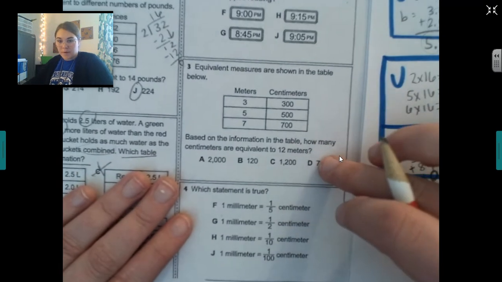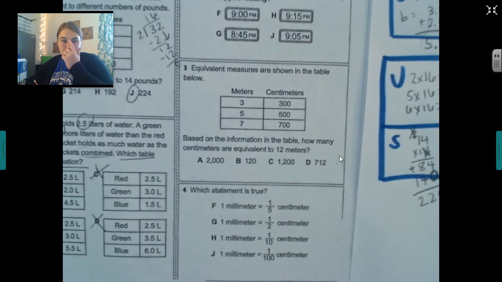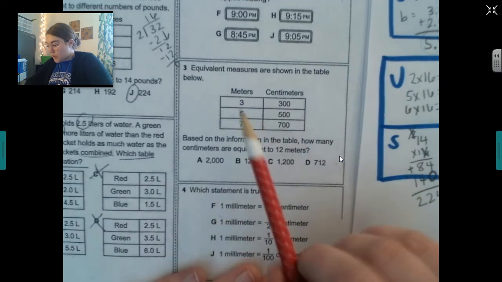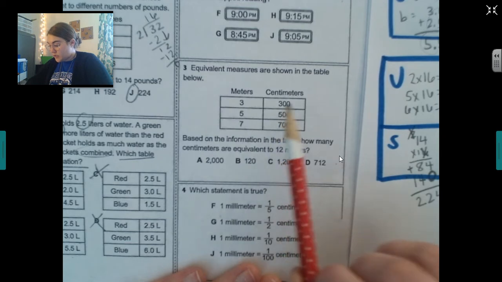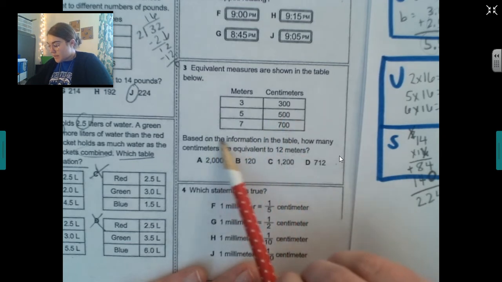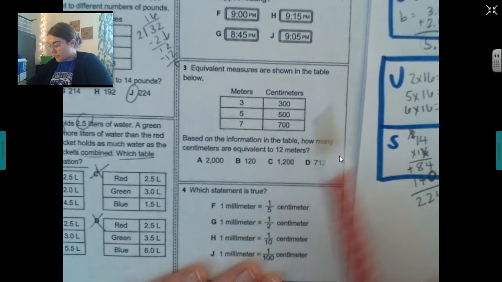Let's take a look at this one, and then that will be the last one, and you will complete your assignment. Equivalent measures are shown in the table below. 3 meters is 300 centimeters. 5 is 500. 7 is 700. Based on the information in the table, how many centimeters are equivalent to 12 meters?